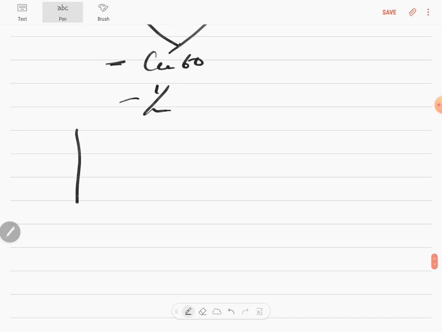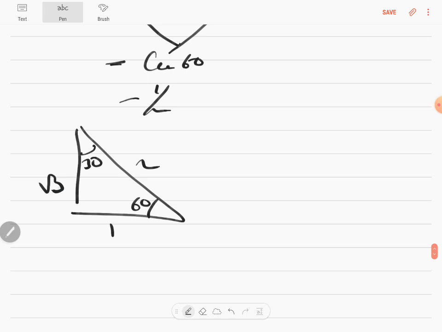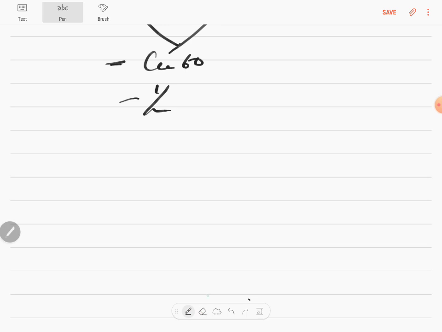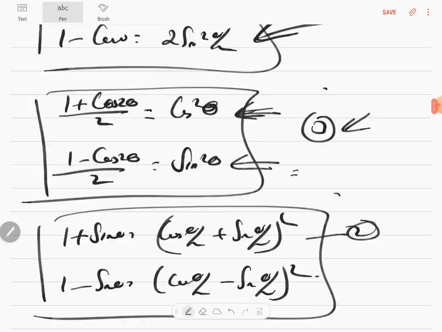You should be familiar with this triangle where it's 60 degree here, 30 degree here, and the sides are 1, 2, root 3. So cos 60 is adjacent by hypotenuse, which is 1 by 2. Sin 60 is opposite by hypotenuse, which is root 3 by 2. Cos 30 is adjacent by hypotenuse, which is root 3 by 2. Sin 30 is opposite by hypotenuse, which is 1 by 2. So with this triangle, you can write tan 60, tan 30, everything is easy. If you can memorize this triangle, no need to memorize a tabular column. So these are something that you should be familiar with.